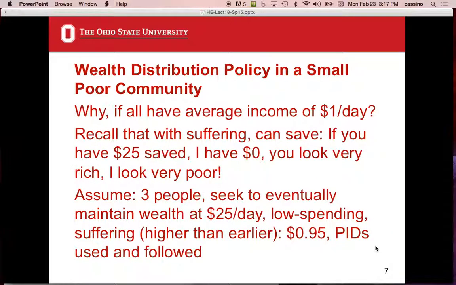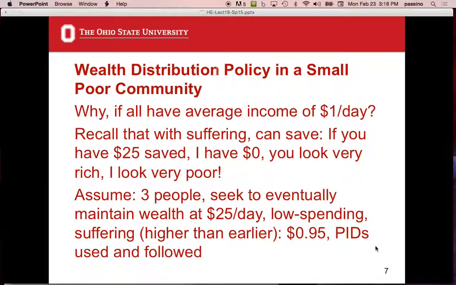So what we're going to do is a sequence of simulations and analysis. We're going to take a small, poor community, and I'm going to assume there's three people in this community. Why? Simply to keep my simulations simpler. I'm going to assume they're making $1 a day. So if there is suffering, you can save. Remember, we showed that. If you have $25 saved and I have $0 saved, you look really rich and I look really poor because you've got an awful lot more money than me. So inequality is real even in this setting.